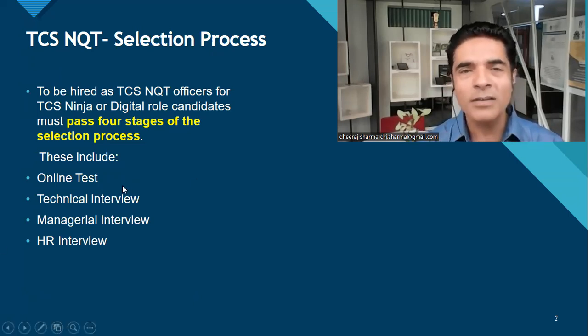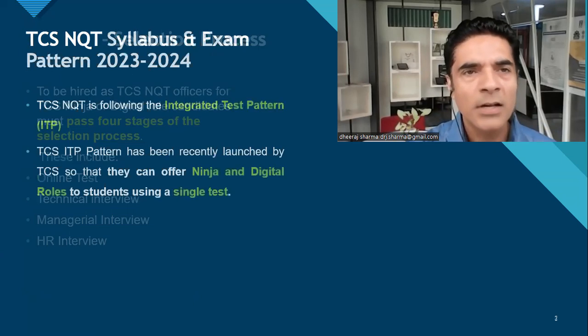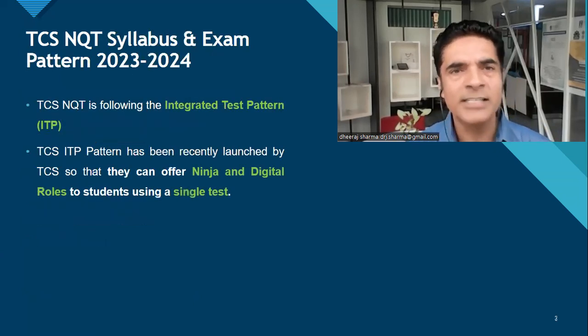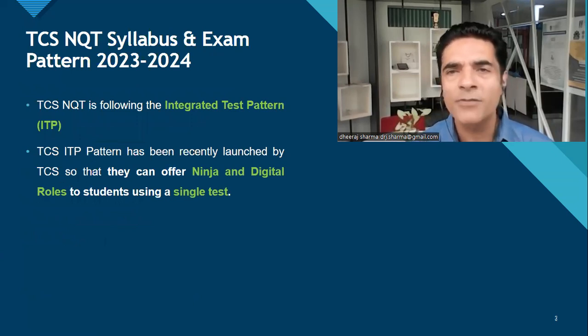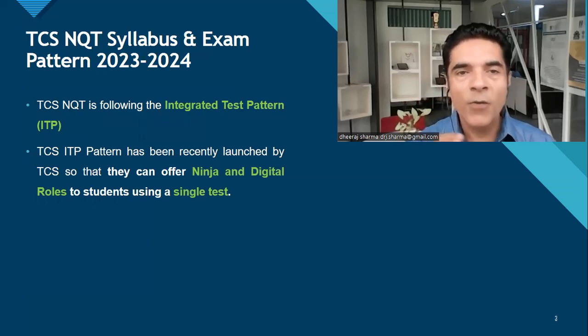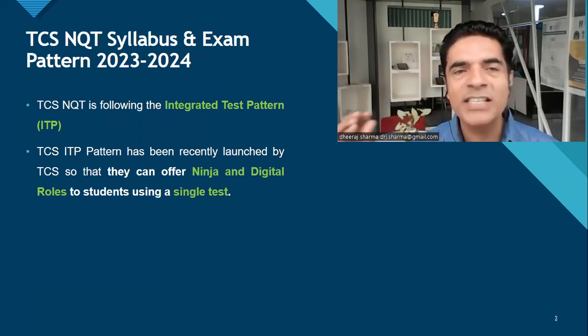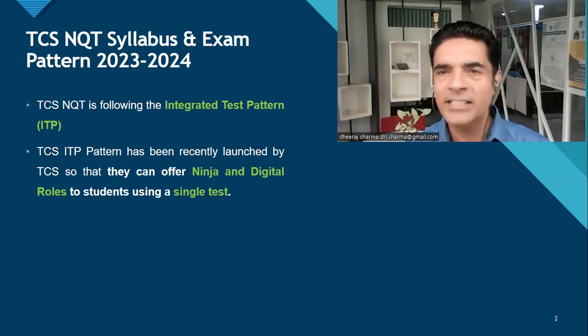I'll be talking about what the online test is all about and what the syllabus is in the subsequent slides also. But let's look at the syllabus and the exam pattern. TCS-NQT follows an integrated test pattern, also called ITP, which is a single test for hiring of Ninja as well as Digital role profiles. So there are 2 roles. One is Ninja and the second is Digital.